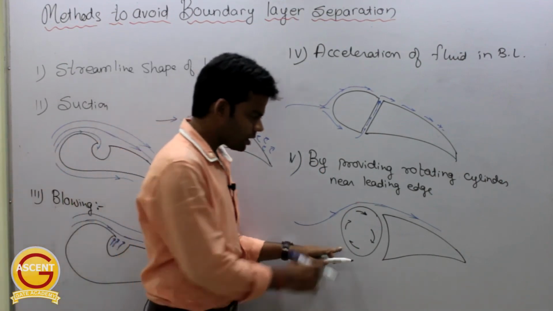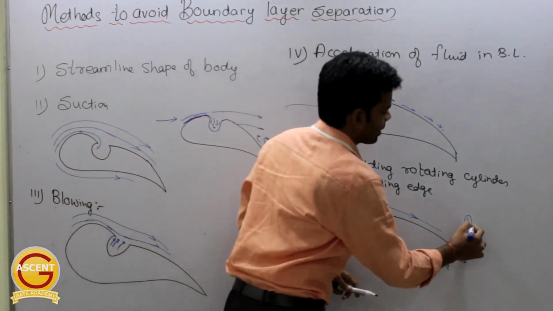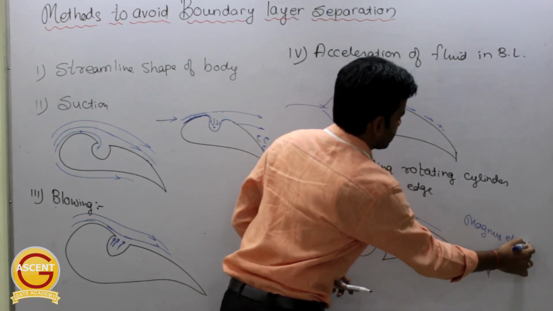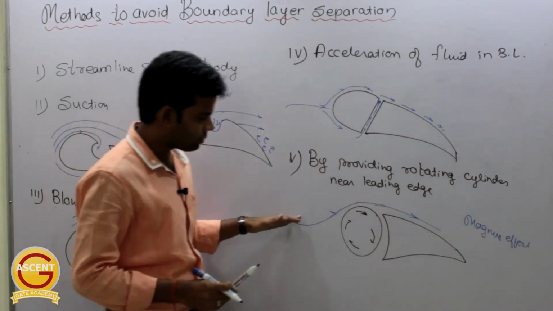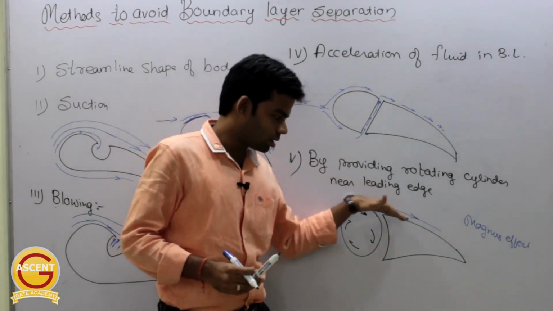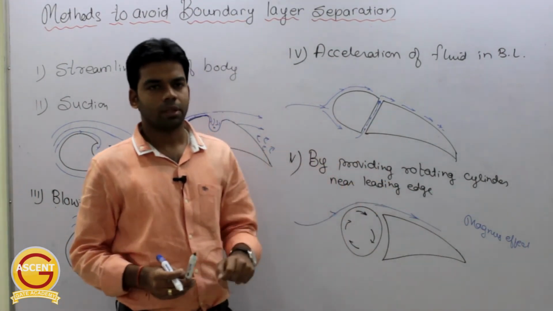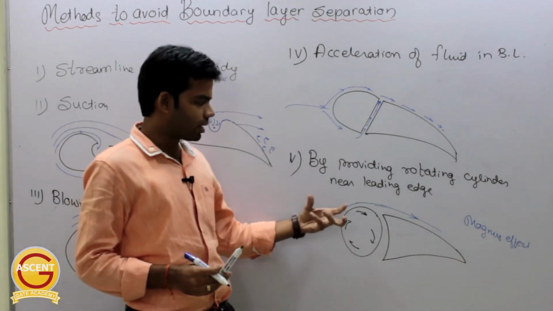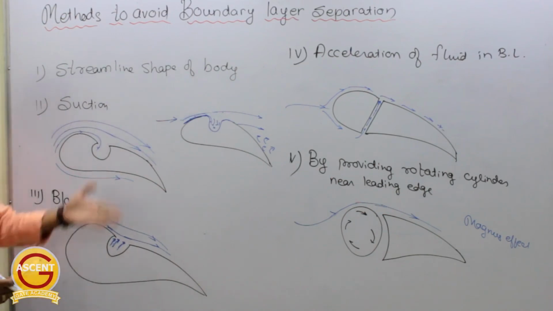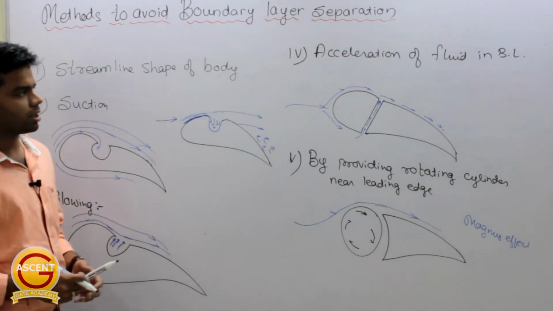Sorry, and because of this rotation, a Magnus effect will be produced, and because of this Magnus effect, this stream of air will stick to the body of this aerofoil throughout. Getting this or not? Okay, so by providing a rotating cylinder also we can avoid the separation. So these are all methods through which we can avoid boundary layer separation. Getting this?